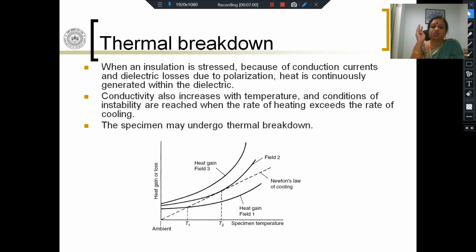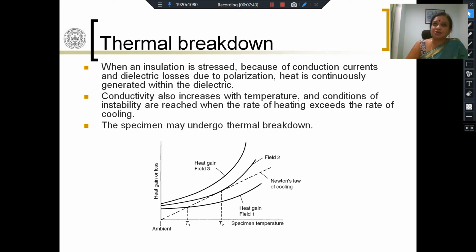And because of this conduction current, as well as dielectric losses due to polarization. What do I mean by dielectric losses due to polarization? Let me take the simplest case. When a material polarizes, dipoles are created, and the dipoles tend to align themselves in the direction of the field, which means the dipoles are rotating. They are not free to move from one point to another, but they are free to rotate. So there is some confined movement, but movement. And movement of charges is equivalent to current. Whenever there is current, there is heat loss. So in a dielectric, when you apply an electric field, heat is continuously generated due to conduction currents and dielectric losses due to polarization.